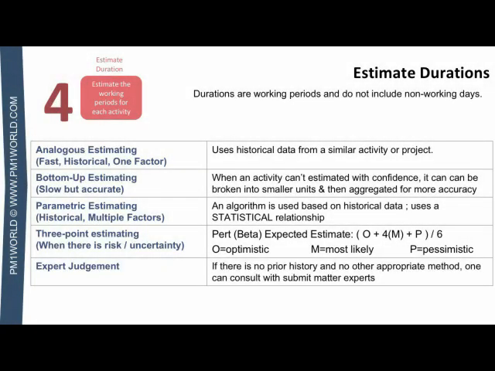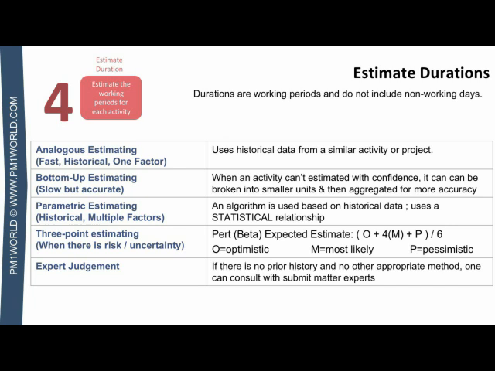Activity durations are the working periods. They don't include weekends, vacations, anything like that, just working periods. There are a number of ways of estimating. Some of the most common ways that are tested are included here. Analogous estimation is when you estimate an activity based on historical data from a similar activity that has been done in the past. It can be very fast, but it's not always that accurate. Bottom-up estimation is the most accurate, but is also the most time-consuming.